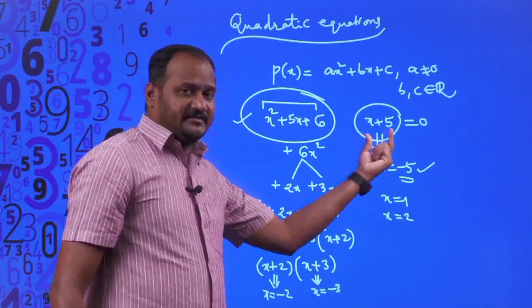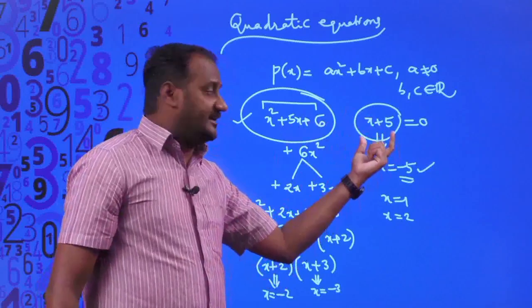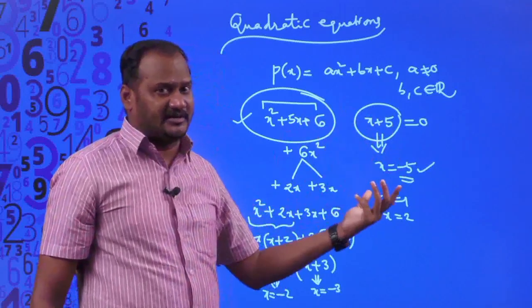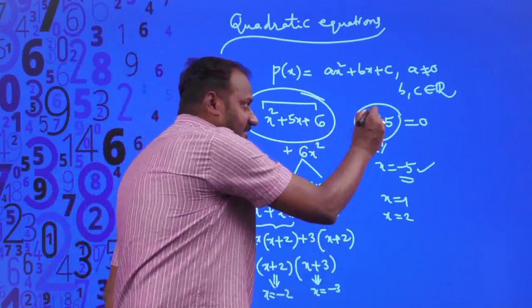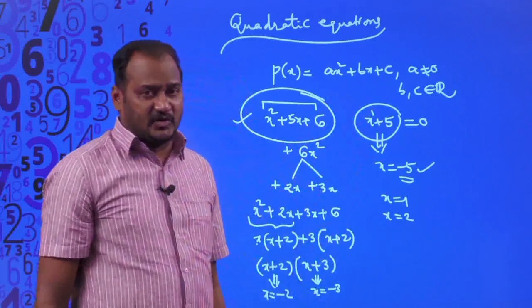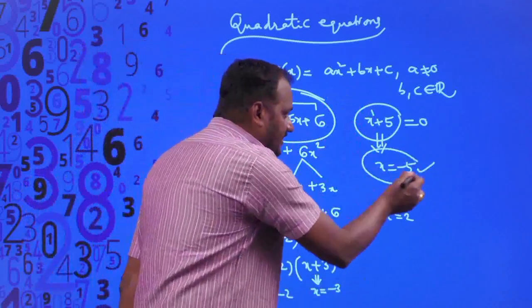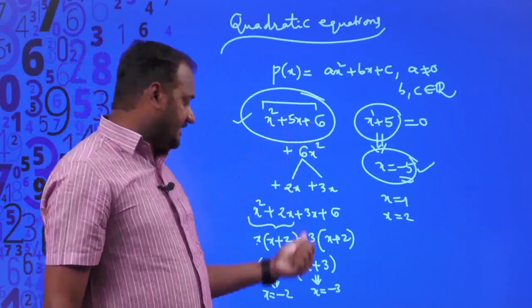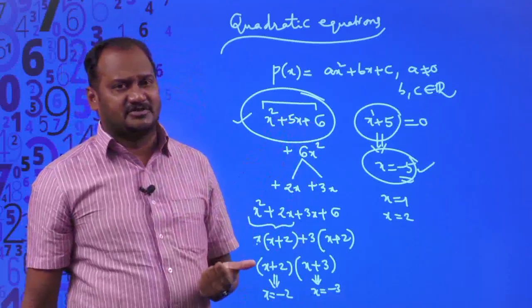Here x plus 5 is a single expression, a linear expression. We are not talking about zeros of the polynomial, only the zero of the polynomial, because the degree of this polynomial is 1, since it is a linear expression. That's why it has a maximum of 1 zero. But a second degree polynomial has a maximum of 2 zeros.